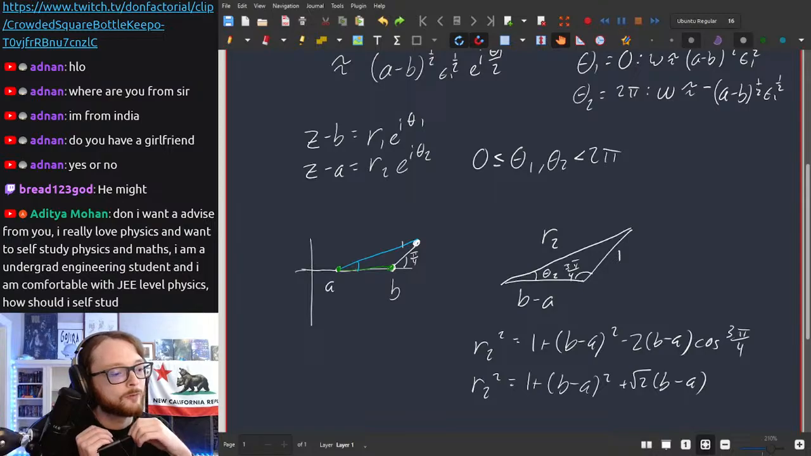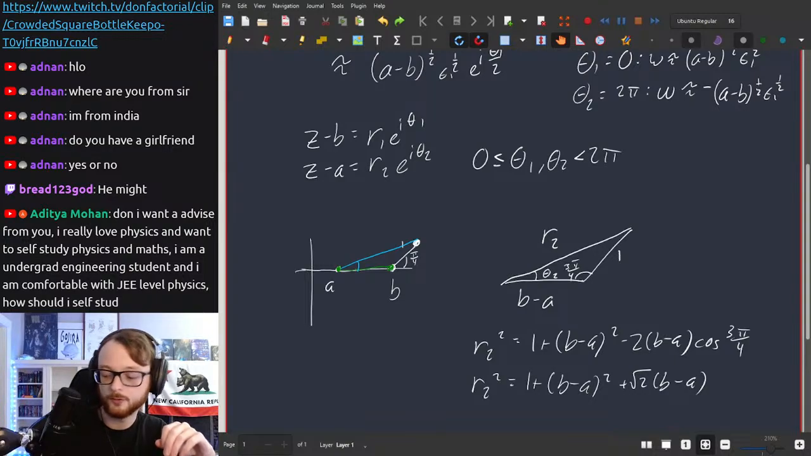You really love physics and want to self-study physics and math. I'm an undergrad engineering student. I'm comfortable with JEE level physics. How should I self-study? The way that I self-study is I just get a textbook that seems interesting and read through and try to engage with it. That's not perfect though, because when questions pop up, there's no one to answer them unless you get lucky with a Google search.